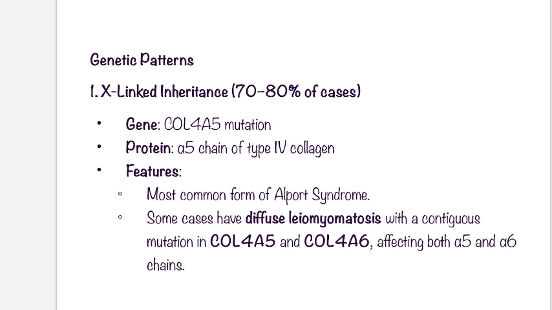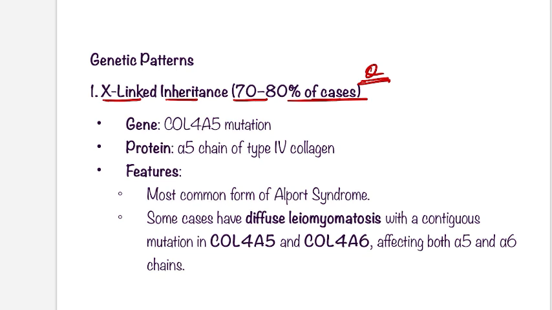What are the genetic or inheritance patterns of Alport syndrome? It can be X-linked, autosomal recessive, or autosomal dominant. All inheritance patterns are possible, but the most common is X-linked inheritance, seen in 70 to 80% of cases. So this is important: the most common inheritance pattern in Alport syndrome is X-linked.